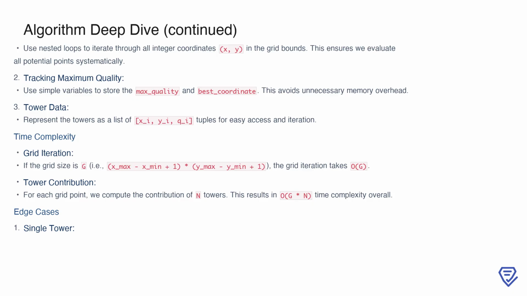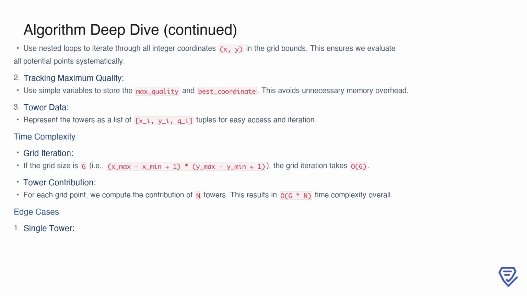The algorithm's implementation relies on simple yet effective data structures. Nested loops are used to systematically iterate through every integer coordinate within the grid bounds, ensuring comprehensive evaluation of the entire region. For tracking the maximum quality, we use basic variables to store the highest observed quality and the corresponding coordinate. This avoids unnecessary memory usage and keeps the algorithm lightweight. The tower data is stored as a list of tuples, (x_i, y_i, q_i), making it easy to access and iterate over during the quality calculations.